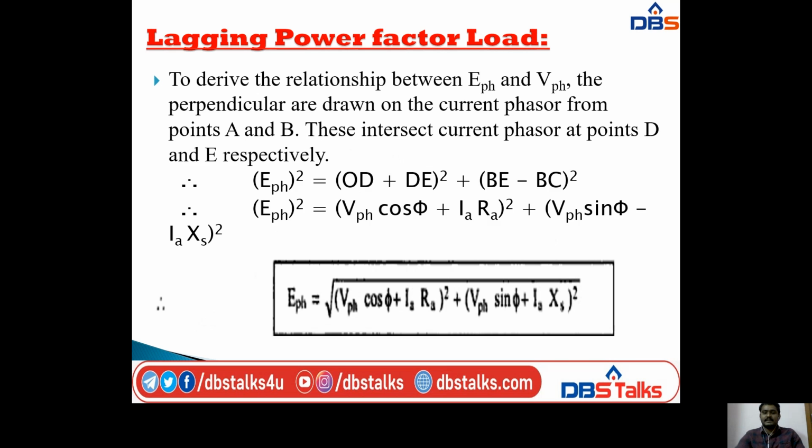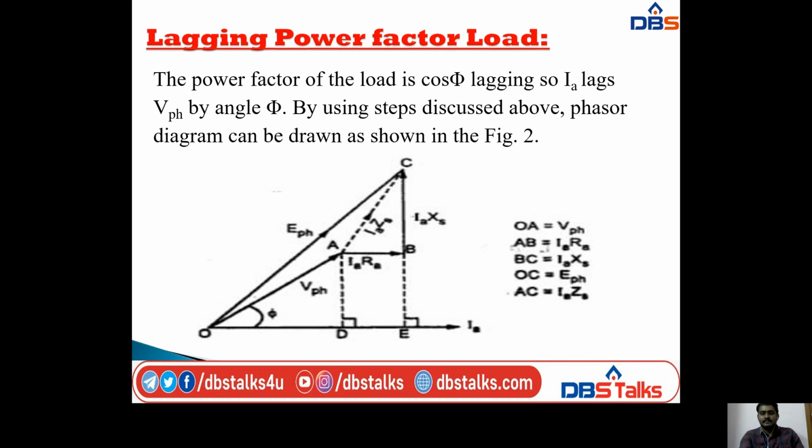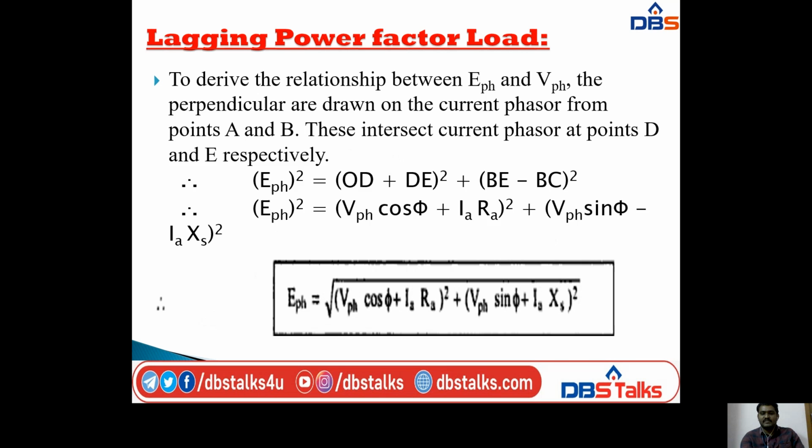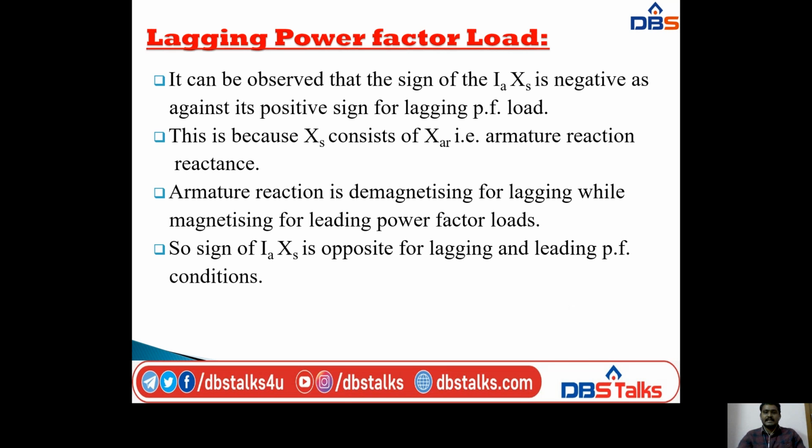That's why I am writing (V phase cos phi plus IARA) whole square plus BE. BE is V phase sin phi. So for OD I am taking V phase cos phi, and for BE I am taking V phase sin phi. BE minus BC. BC you already know, that is IA Xs. So V phase sin phi minus IA Xs whole square. Squaring on both sides, we have E phase is equal to root of (V phase cos phi plus IARA) whole square plus (V phase sin phi plus IA Xs) whole square.